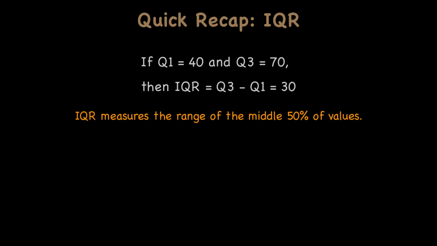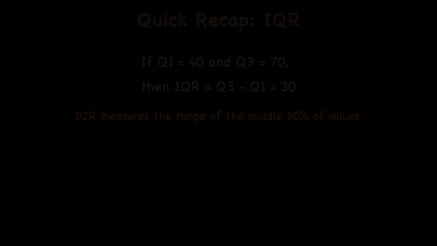If the lower quartile of exam scores is 40 and the upper quartile is 70, the interquartile range is 30. This measures the range of the middle 50% of values.